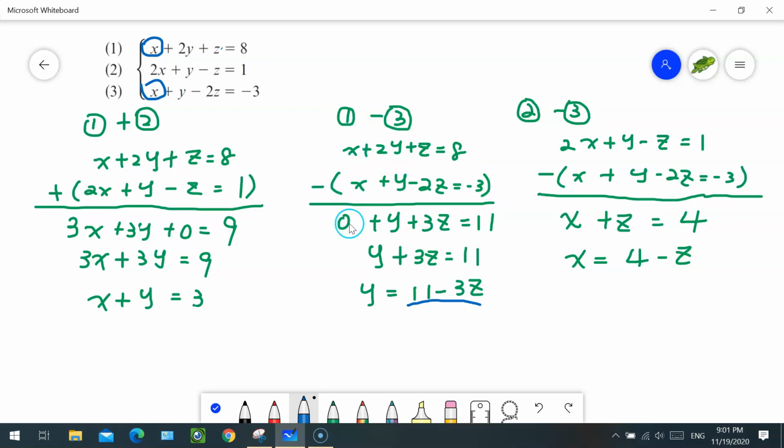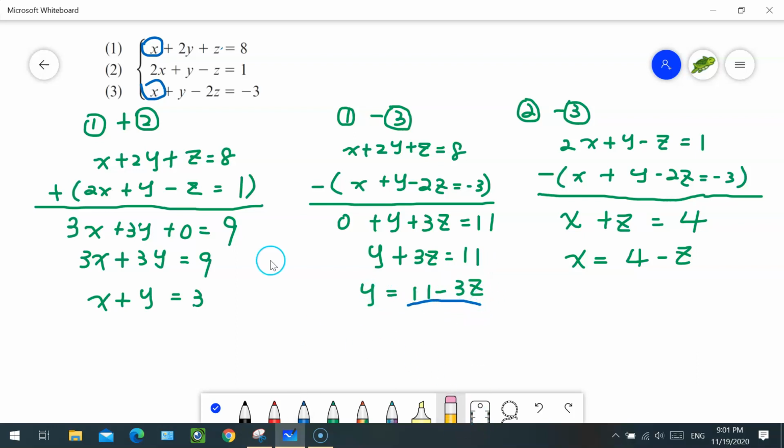X minus x, 0. 2y minus y is 1y. Z minus negative 2z, it turns to a positive 3z, equal a minus negative 3, it turns to a positive 11. And then I can rewrite it into the y plus 3z equal 11, and I let y equal 11 minus 3z.